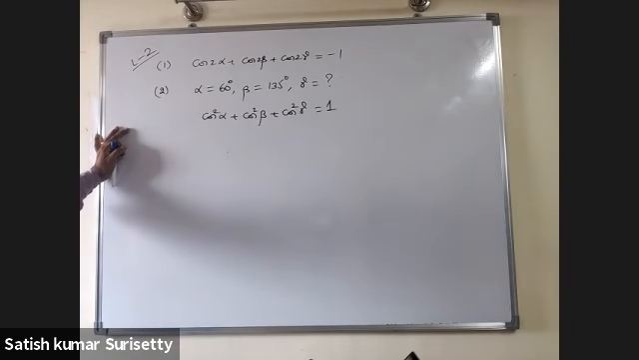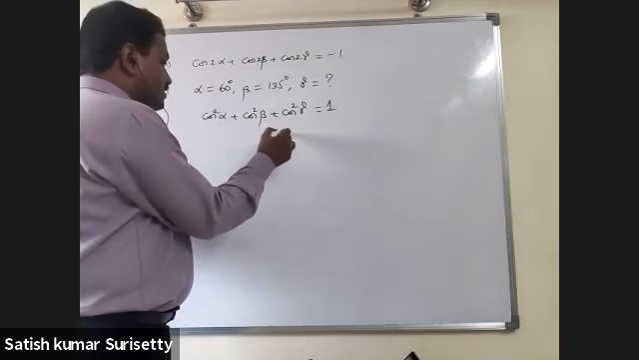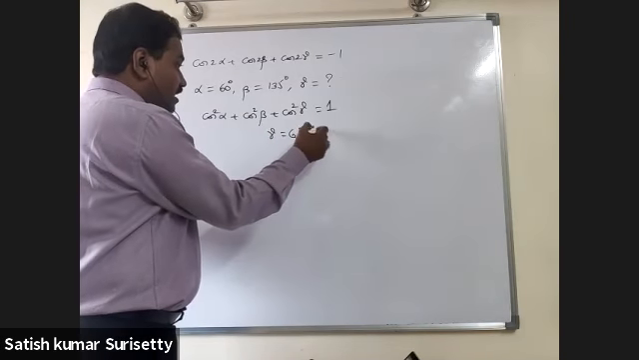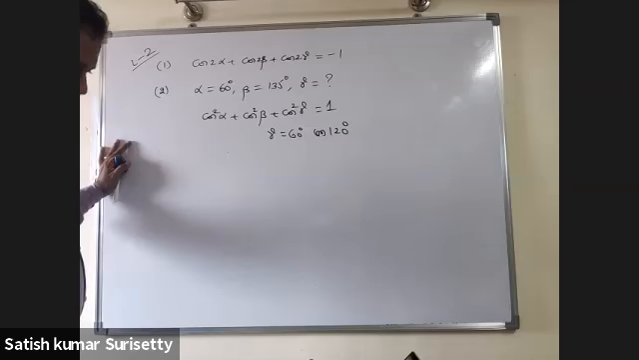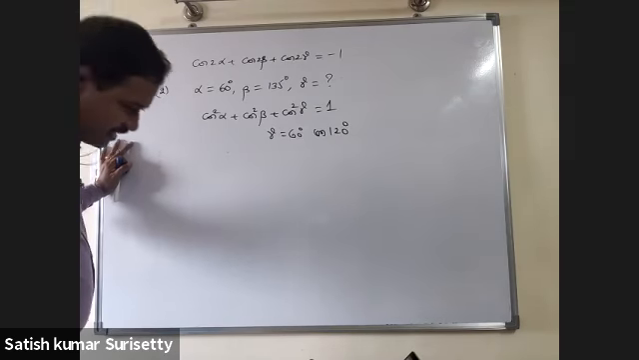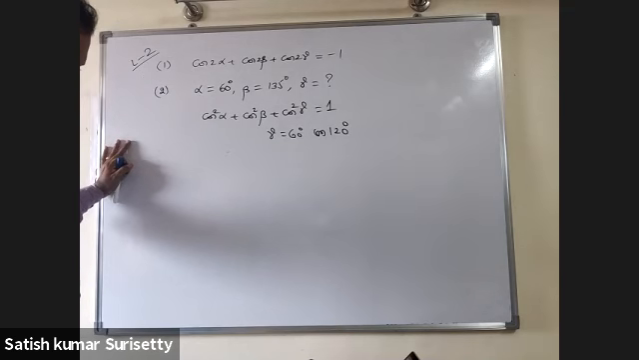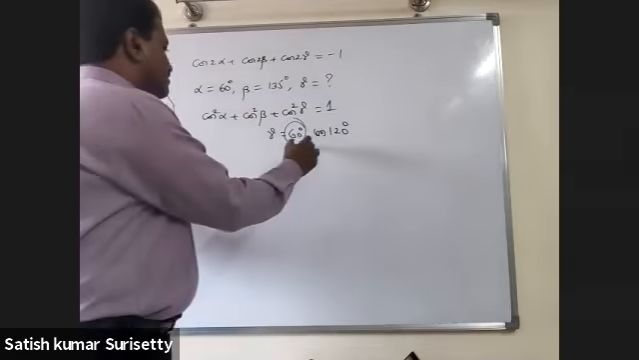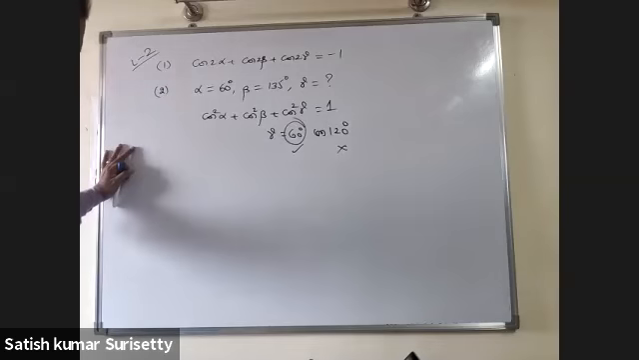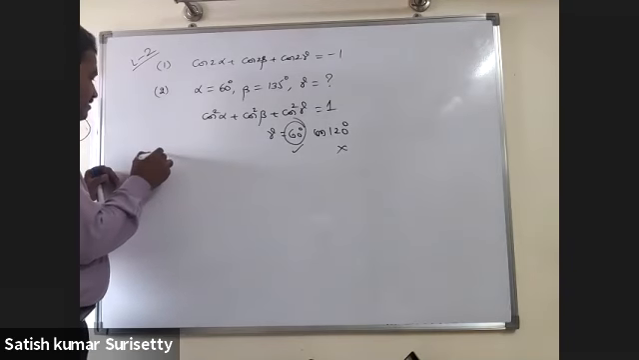60 or 120. So gamma equals 60 or 120. Which one do you have to take? Find the angle between the line and what? The positive z-axis. Tell me which one you have to take. 60 degrees. Next. Third.